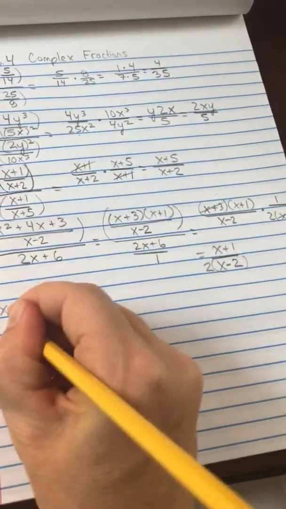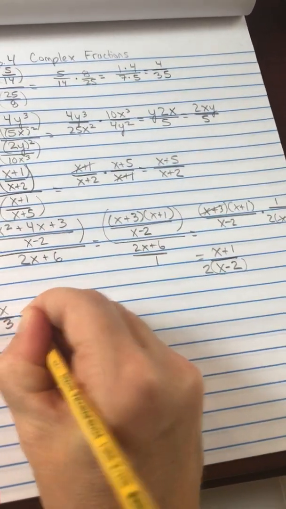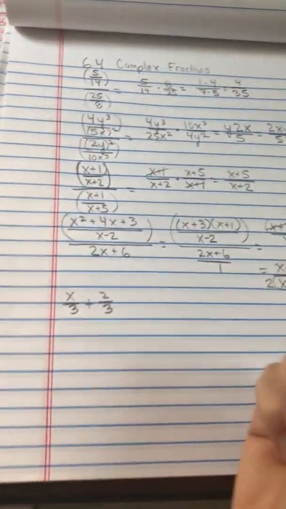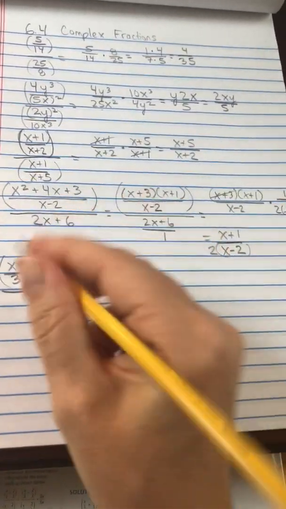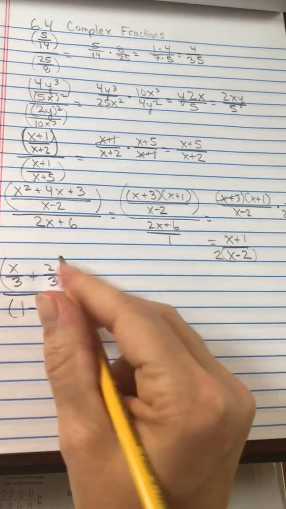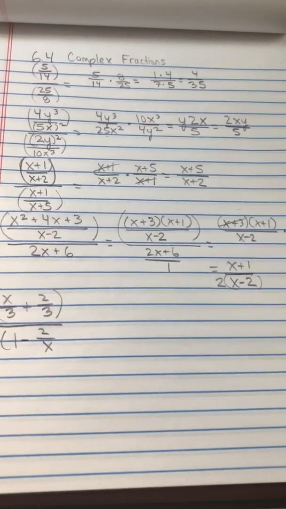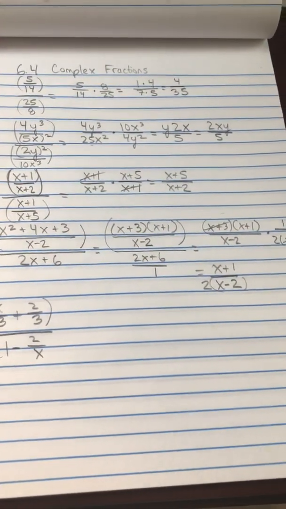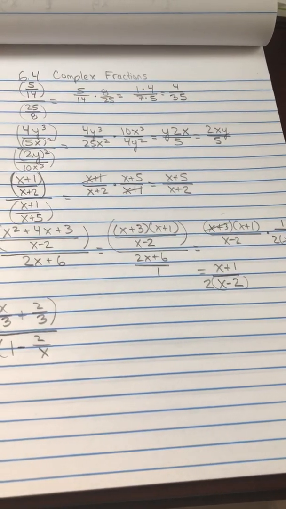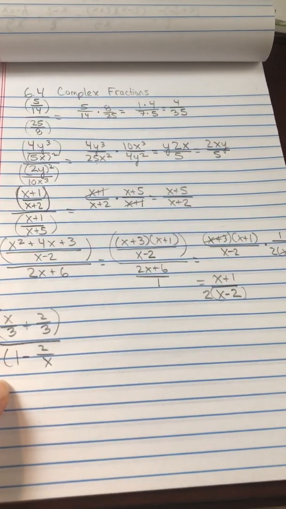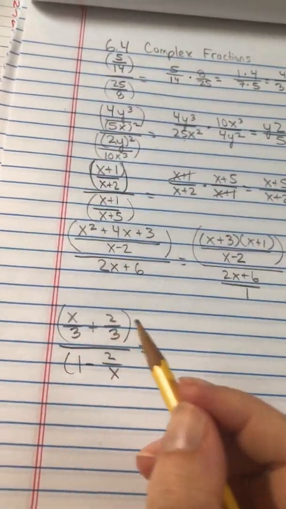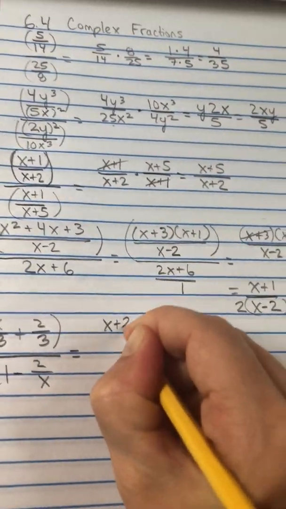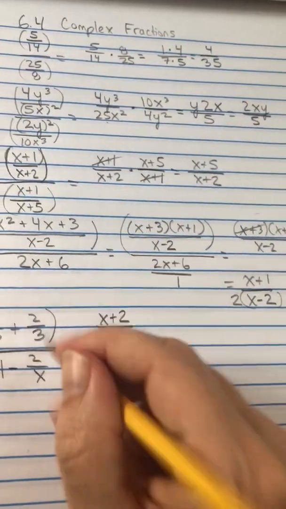x over 3, this might be one of them, plus 2/3. And that's going to be over 1 minus 2 over x. Okay, here we have a common denominator, so that's good. It's x plus 2 over 3. Is that, yeah, that's what they do. And here they go ahead and figure out the common denominator first. All right, so this top one, like I said, is easy because you have a common denominator. So that's going to give you x plus 2 over 3.